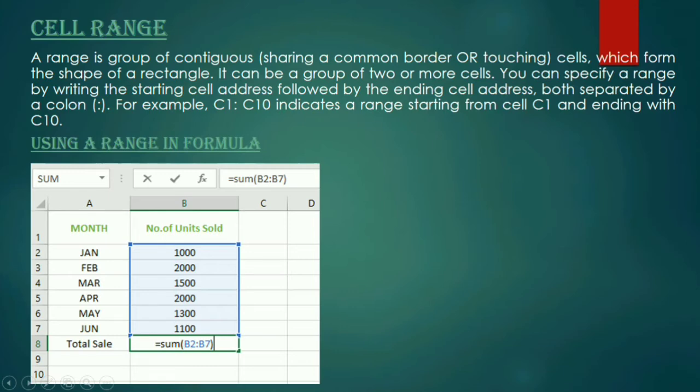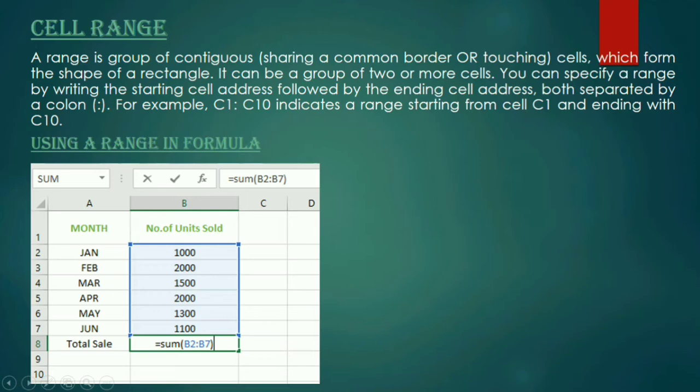These contiguous cells are making a rectangle. So we can represent all the cells by cell range from B2 to B7. That is known as cell range. So a range means a group of contiguous cells which form the shape of a rectangle. Here a rectangle is made using different contiguous cells.